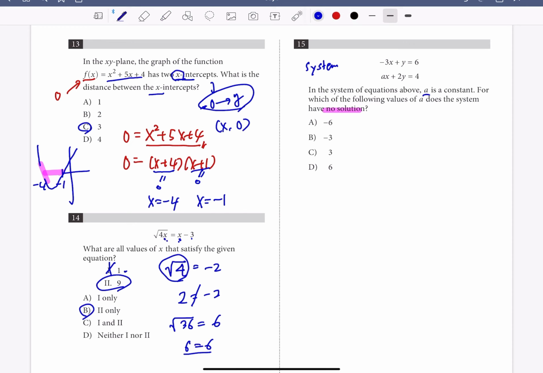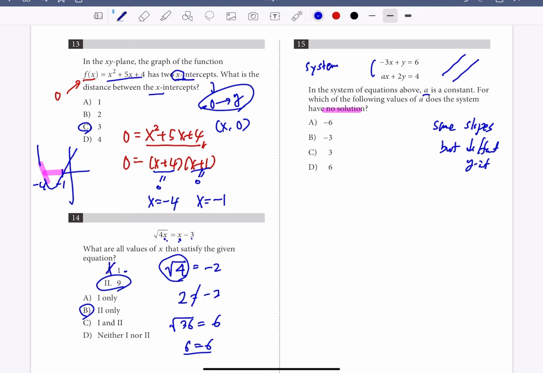Okay. To make this linear system have no solution, you have to make both equations parallel to each other, right? Being parallel means that two linear equations have the same slope, but different y-intercept. They do have the same slopes and different y-intercepts.